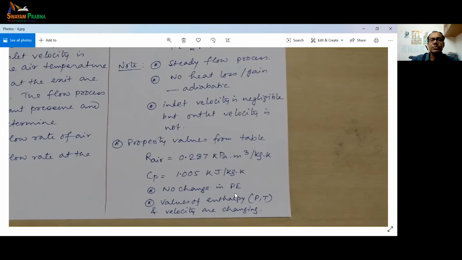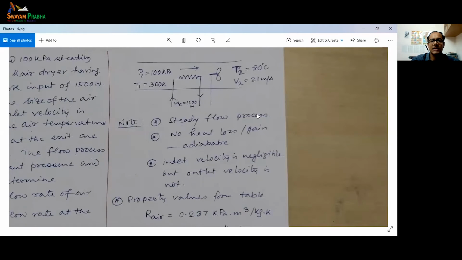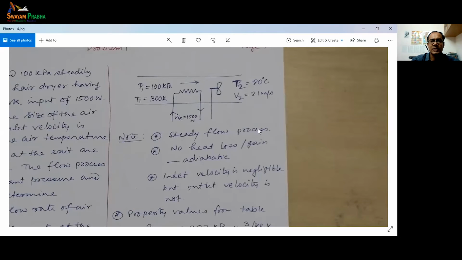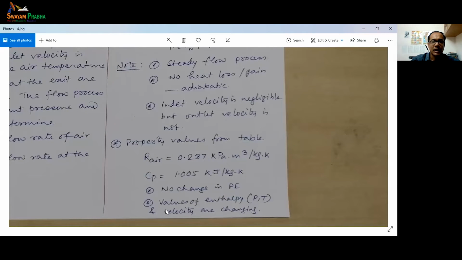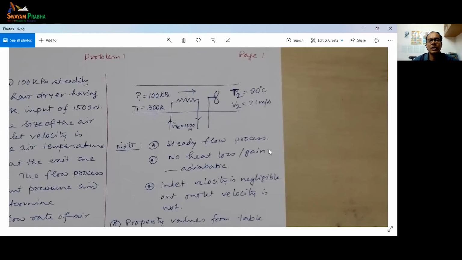Now, no change in potential energy, right? Potential energy change happens when you have a change in datum level, or height. That is not happening here, so potential energy change is negligible. The values of enthalpy and velocity are changing. Enthalpy, why? Because whenever we talk about a flowing stream, the energy content is expressed through enthalpy. So enthalpy values at different pressure and temperature, we need to find out. Let's see how we can do that.